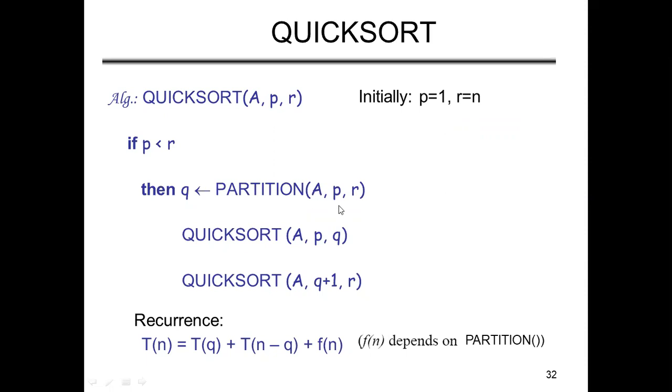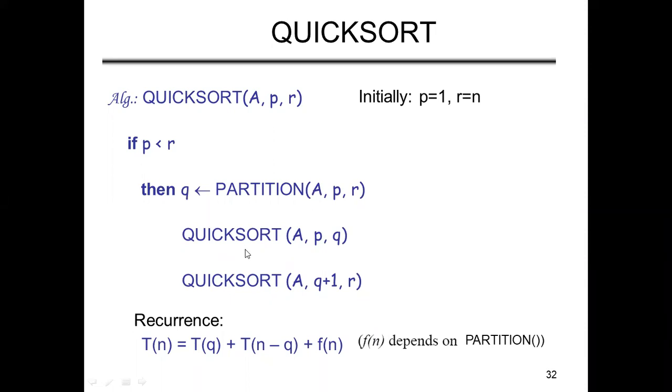So we are partitioning the given array A into two parts. Q is the partitioning element, that means the element used for partitioning the given array into two subarrays. So Q is the index at which we want to partition that entire array into two subarrays.